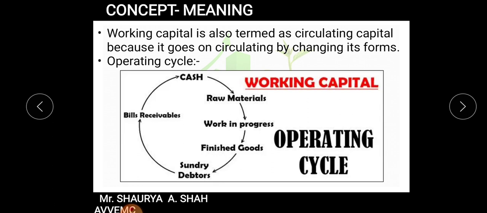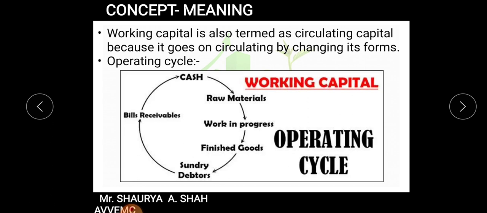Now these raw materials are processed. At the end of the process, we get work in progress, right? After certain processes, when it is completed, it is converted into finished goods. Now these finished goods are also a blockage of capital only. Now these finished goods are sold on credit, or on cash. If sold on cash, then it is converted into cash directly, right? But if it is sold on credit, then it is converted into sundry debtors.